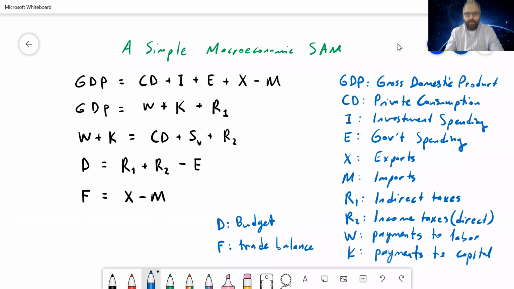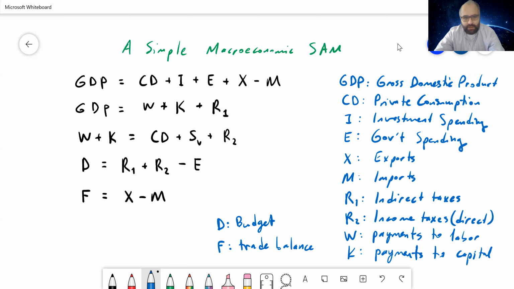Okay, welcome back. So now we're going to look at a very simple macroeconomic model. Most of the stuff in this model, you know it. But now we're going to show how we can express these relationships of a simple macroeconomic model using a social accounting matrix. Okay, so now we're going to see some equations.